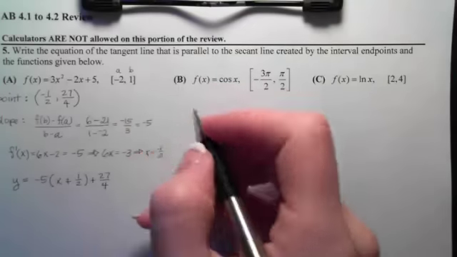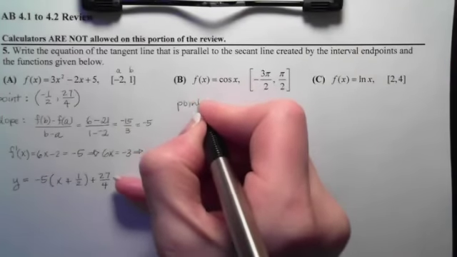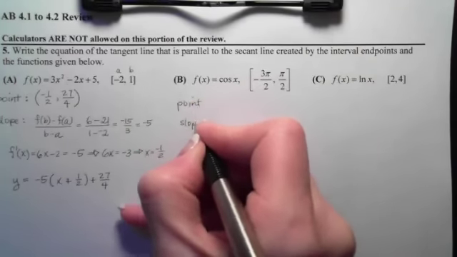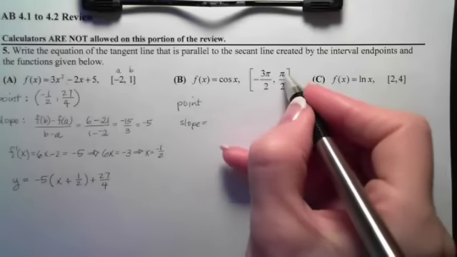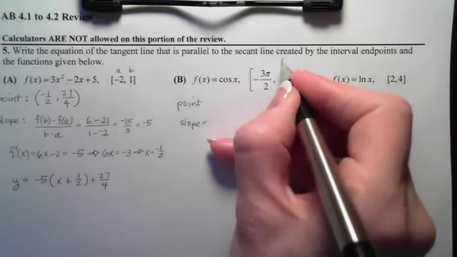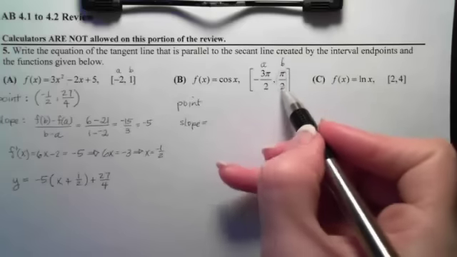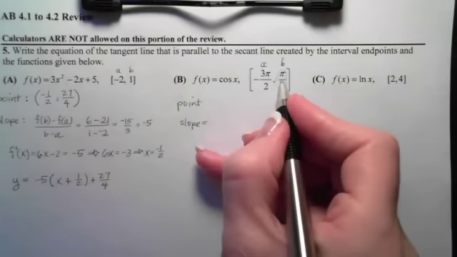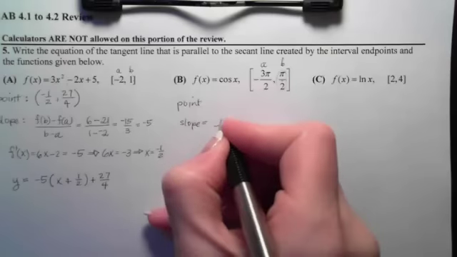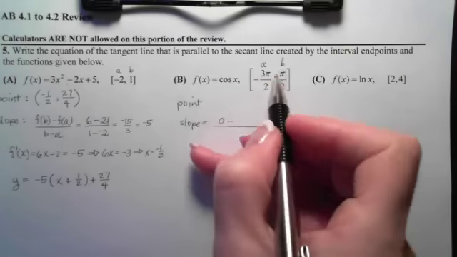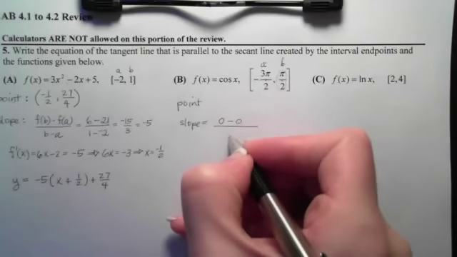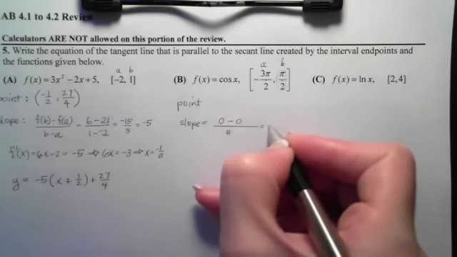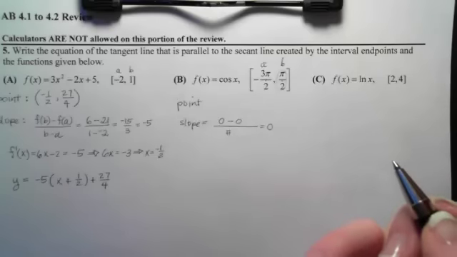So now let's do the same process with b, which is a trig function. We still are writing an equation of a tangent line, so I'm going to need a point and I'm going to need a slope. And the slope is going to be the secant slope. So that's going to be f of b minus f of a. So that means I'll plug cosine of pi over 2 in on top. I'll get a 0. Then I'm going to subtract what comes out when I plug in the -3 pi over 2. Well, that's also going to give me 0. So it doesn't really matter what's on the bottom. I'm going to end up with a slope of 0.